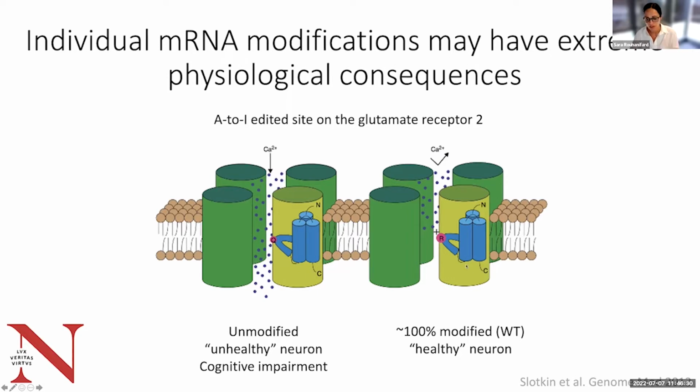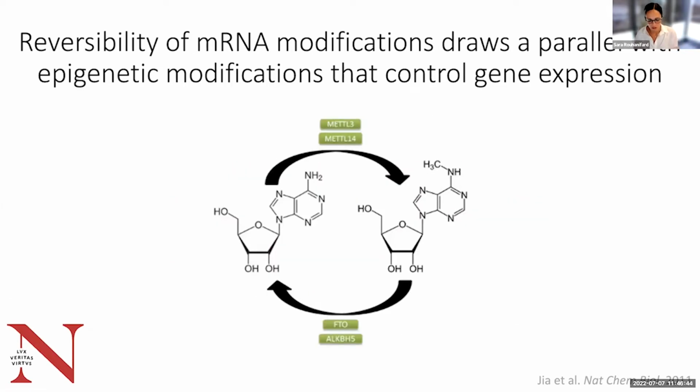And the modification is preventing calcium influx into the neuron. In an unmodified or unhealthy neuron, calcium can enter the neuron, which leads to severe cognitive impairment. So another really interesting example is the m6A modification, and this has been shown to have both a writer and an eraser, demonstrating that it's reversible, and drawing a really interesting parallel with DNA modifications that we know a lot more about that are known to regulate gene expression.